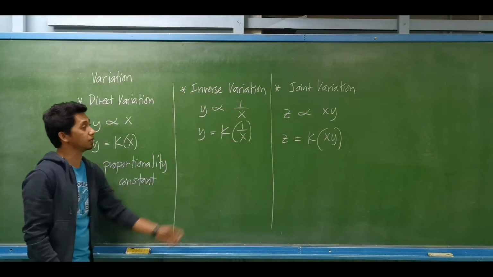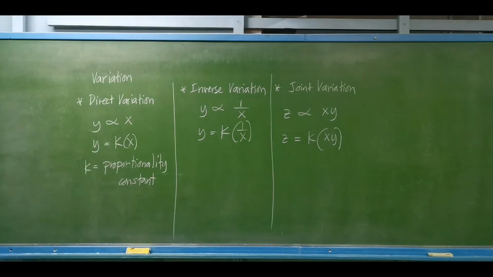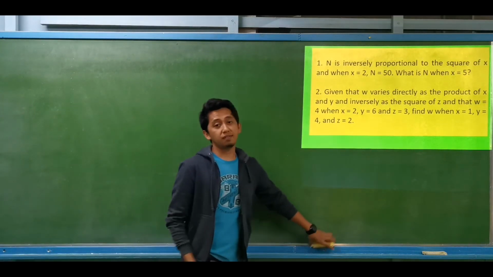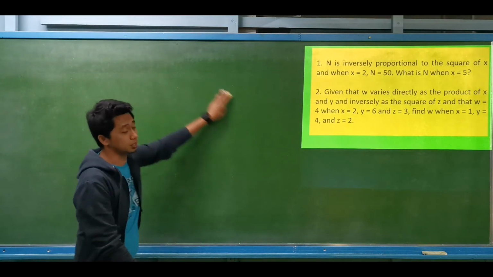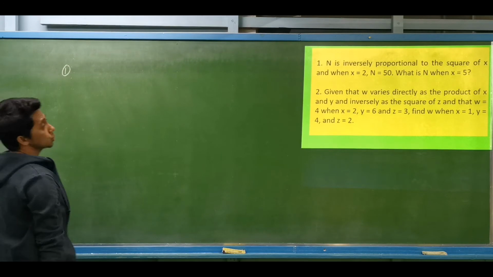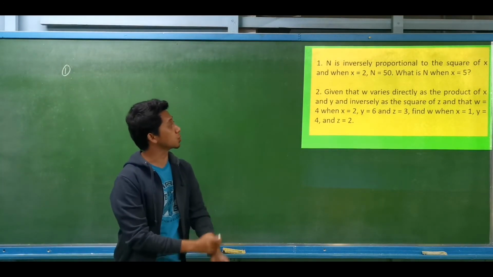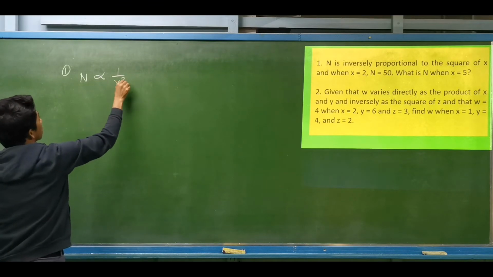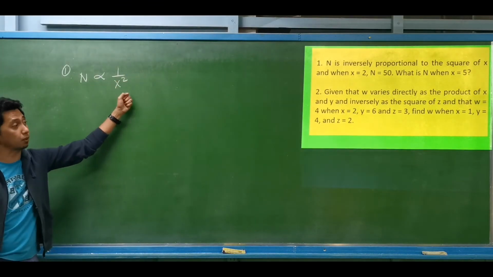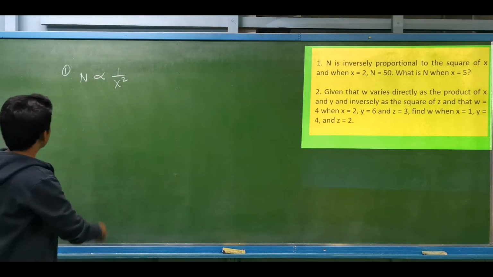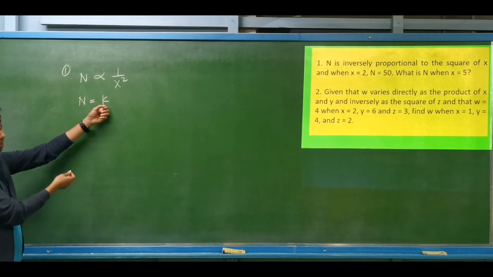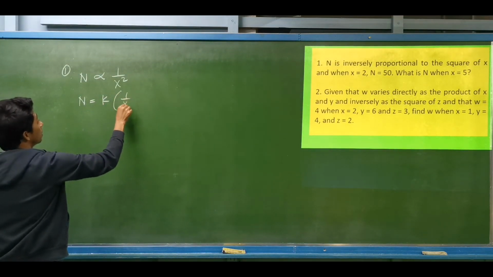So let's have examples for the application of variation. Let's have number 1. n is inversely proportional to the square of x. How do we write that? It means n is proportional to the reciprocal of the square of x. To convert this to an equation, n is equal to a proportionality constant k multiplied by 1 over x squared.